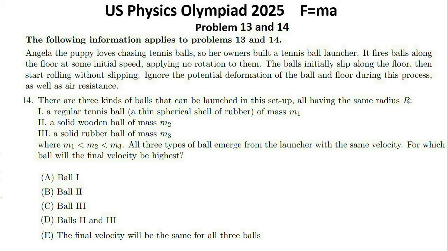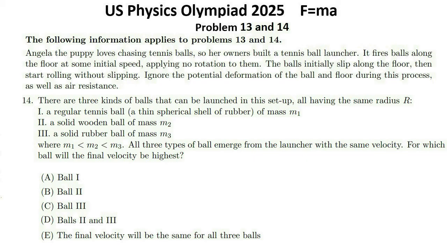Problem 14. There are 3 kinds of balls that can be launched in this setup, all having the same radius r. First, a regular tennis ball, a thin spherical shell of rubber, of mass m1. Second, a solid wooden ball of mass m2. Third, a solid rubber ball of mass m3, where m1 is less than m2, which is less than m3. All 3 types of ball emerge from the launcher with the same velocity. For which ball will the final velocity be highest?